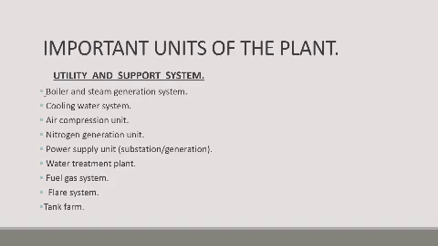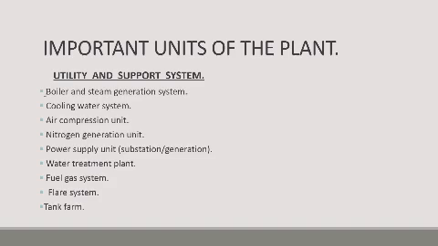Okay, so now we're moving to the utility and support systems. Here we have the boiler and steam generation system. It provides steam and heat, which is required for the whole process of the reactor. Then we have the cooling water system, which is used to remove heat from the various units to prevent breakdown of the whole reactor.